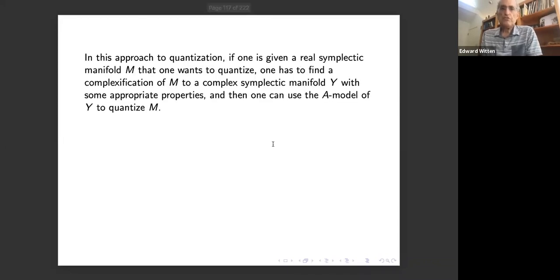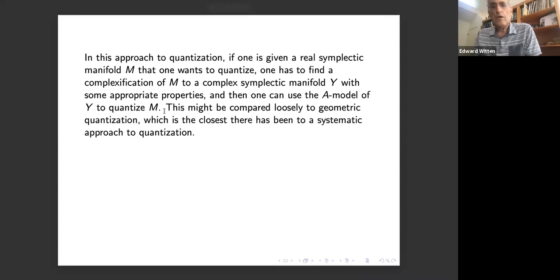So in this approach to quantization, if you're given a real symplectic manifold M that you want to quantize, you have to find a complexification of M to a complex symplectic manifold Y, which has some nice properties. And then you can use the A model of Y to quantize M. This might be loosely compared to geometric quantization, which is the closest there's been to a systematic approach to quantization.